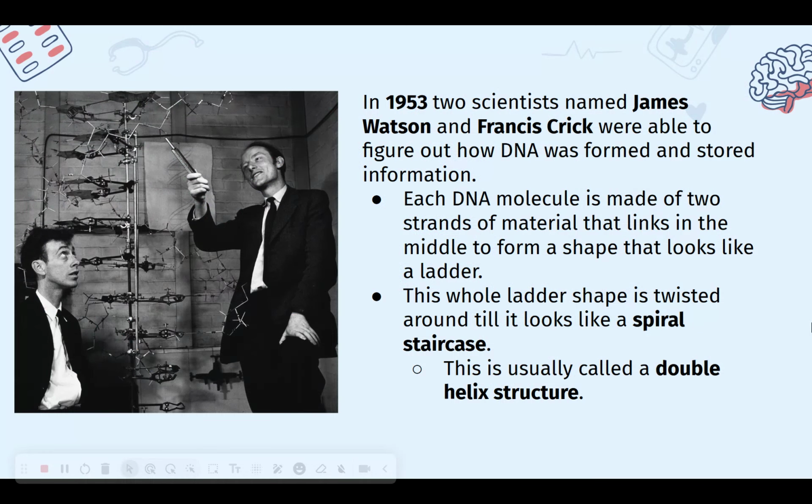So, who figured this out? Well, it's actually a relatively recent discovery. James Watson and Francis Crick in 1953, which really isn't that long ago, finally figured out the structure DNA has. And what they were able to see is that the whole thing was made of these DNA molecules that have two strands that meet in the middle, which makes it look a little bit like a ladder, and then that whole thing is twisted around itself to make what looks more like a spiral staircase, and that's where the name double helix structure comes from. That's how we describe what it looks like.